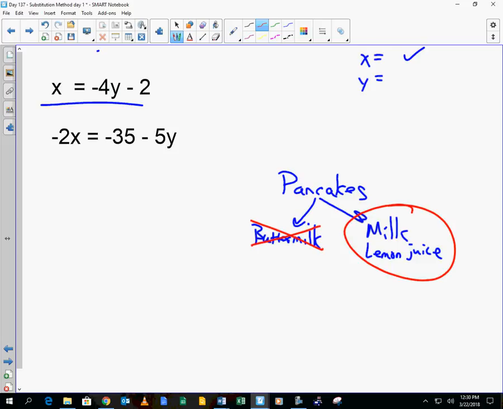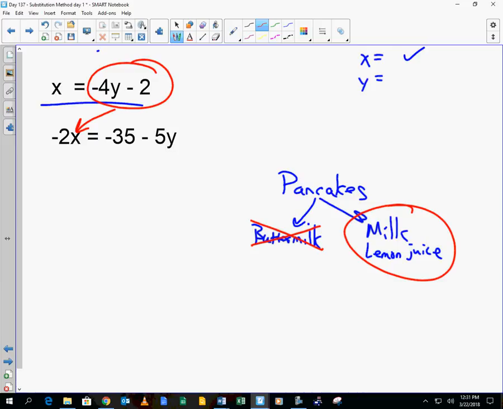So watch. Instead of using this x, I'm going to use this and just have what variable left? I'm just going to have y's. The x's will be gone, and I'll just have y's. So you can see that's the substitution. You get rid of one and you use the other. So I'm going to use this, and then all the x's will be gone. That's what it means to substitute. Use one in place of the other.